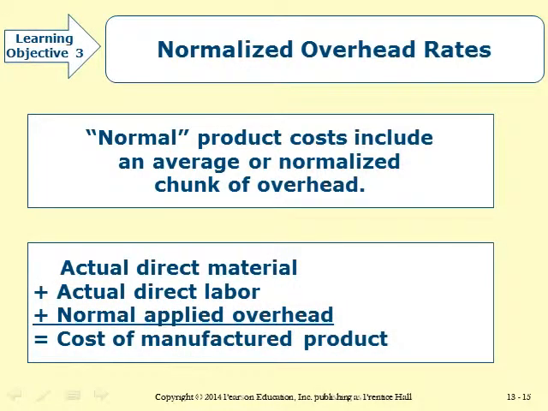So when we talk about normalized overhead rate, we're talking about how normal product costs include an average or normalized chunk of overhead. So why the term normal? Because we use an annual average overhead rate consistently throughout the year for product costing without altering it from day to day and from month to month. The result, normal product costs include an average or normalized chunk of overhead. Hence, in a normal costing system, the cost of the manufactured product is composed of actual direct labor, actual direct material, and normal applied overhead.